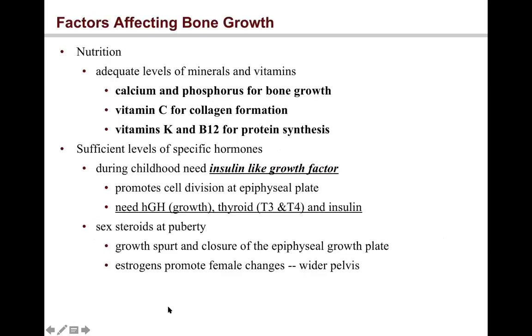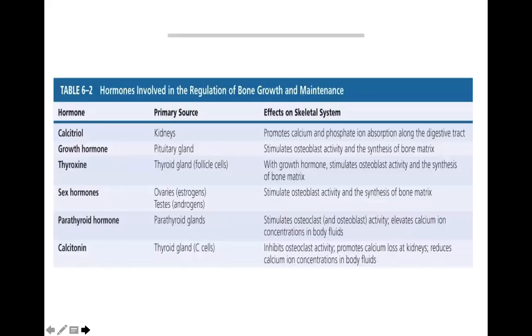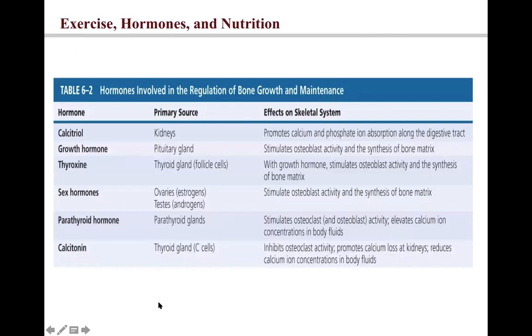So apart from the vitamins and the hormones that we learned right now, there is another hormone known as insulin-like growth factor, which is also required during childhood in order to have proper bone development. This chart gives you the name of the hormones, the primary source or gland that produces each, and its effect on the skeletal system.